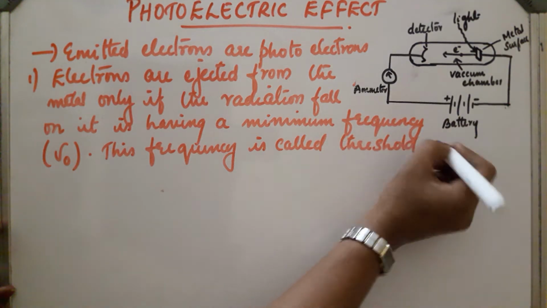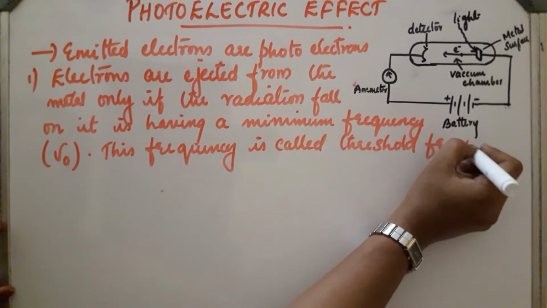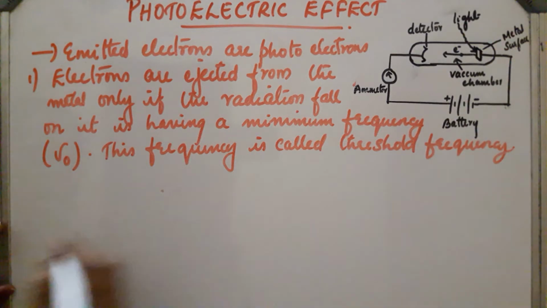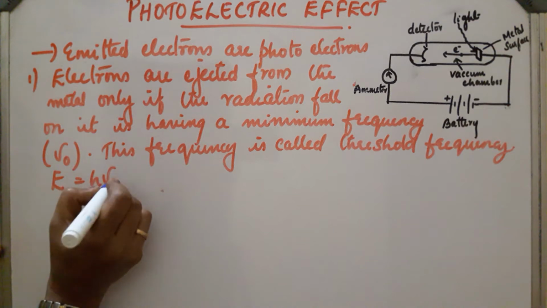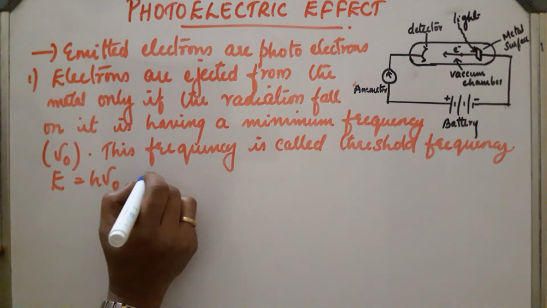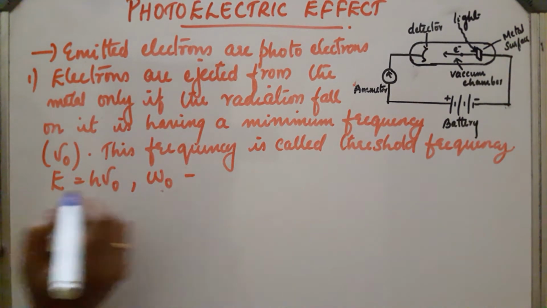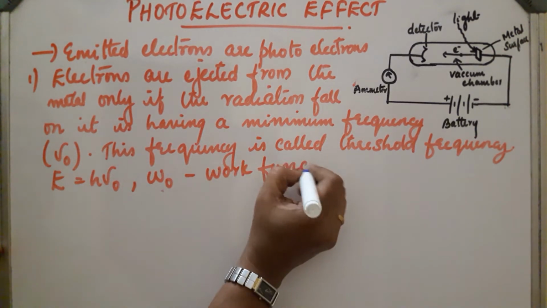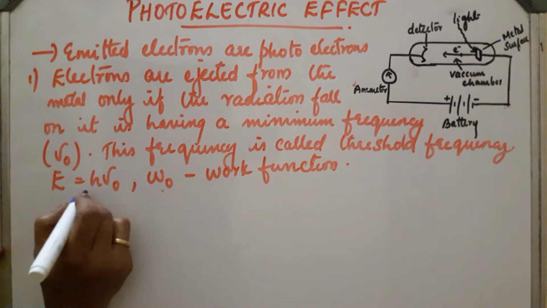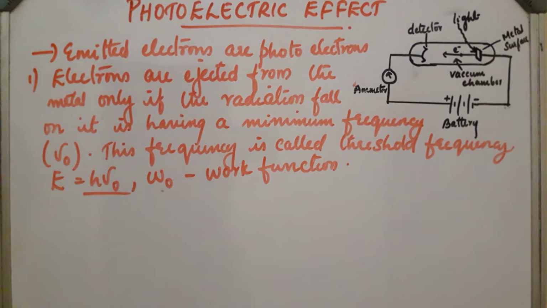And the energy corresponding to this threshold frequency, E equal to h nu 0, is represented by W0, and this energy is called the work function. So W0 is h nu 0, which is called the work function, the energy corresponding to the threshold frequency. This is the first point.